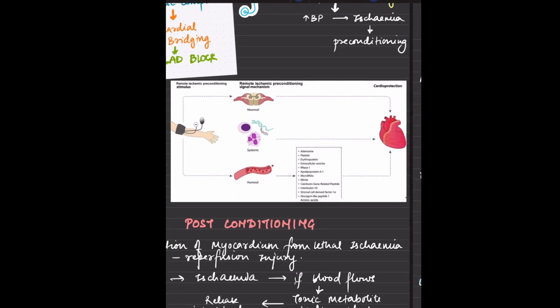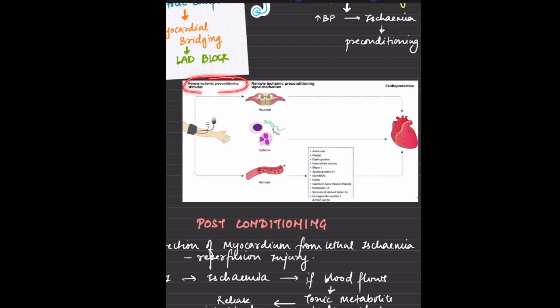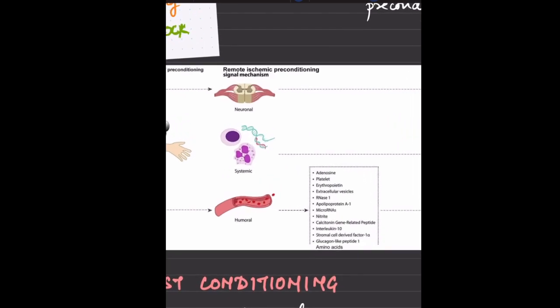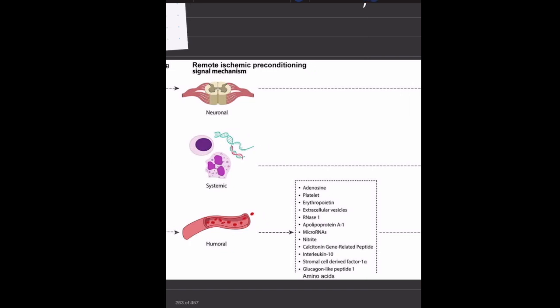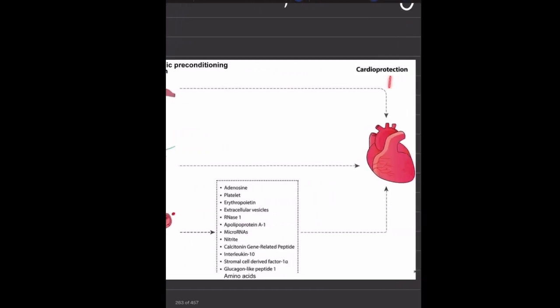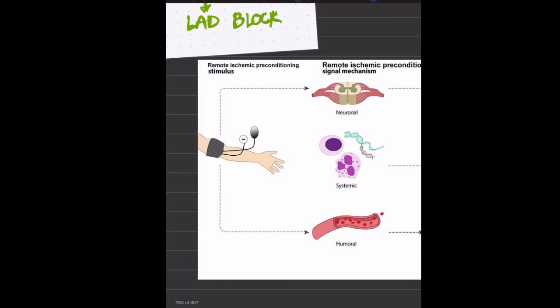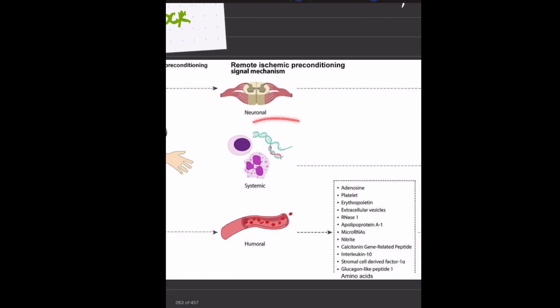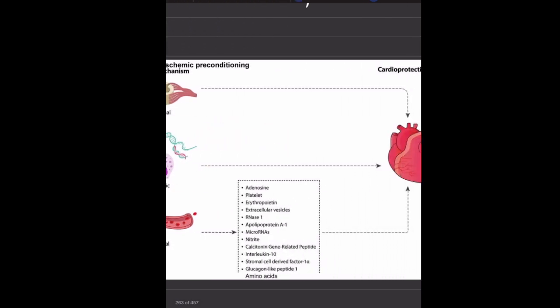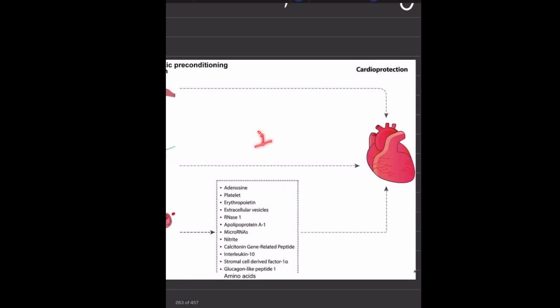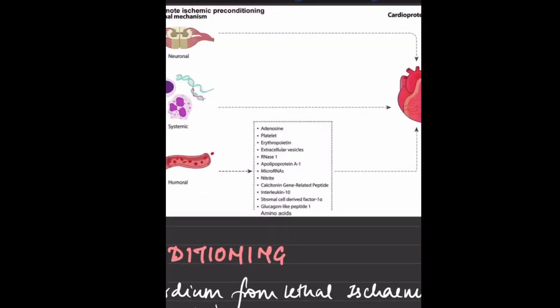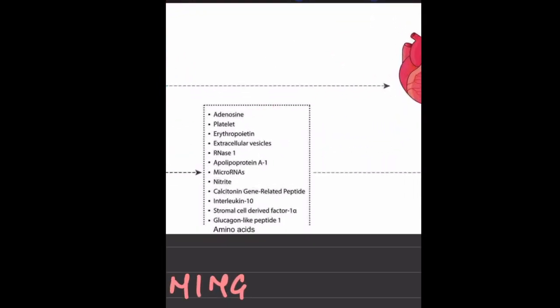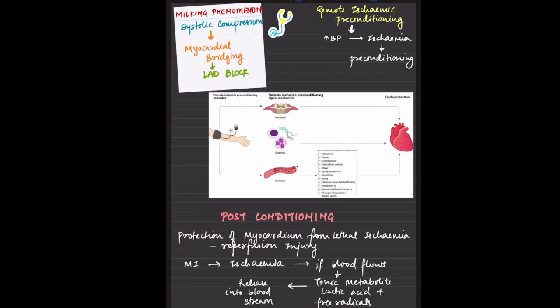Okay, remember this box. Remote ischemic preconditioning stimulus is given. Then the remote ischemic preconditioning signal mechanism. I hope you all are able to see this. It is a cardioprotective mechanism. Once the cuff is inflated, there is certain systemic inflammation occurring, and it will lead to an injury, but that is for a brief period and it is reversible. So mediators, we have already seen adenosine, then certain erythropoietin, platelets, amino acids.